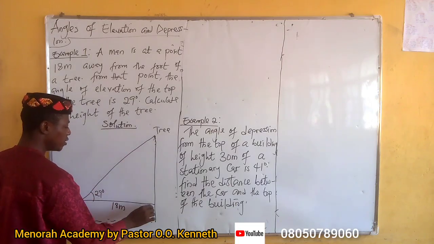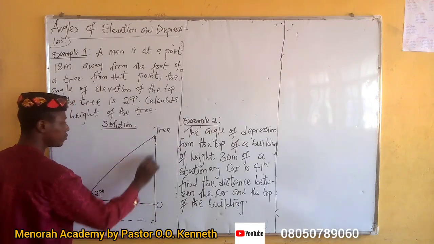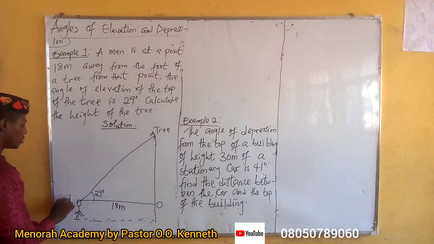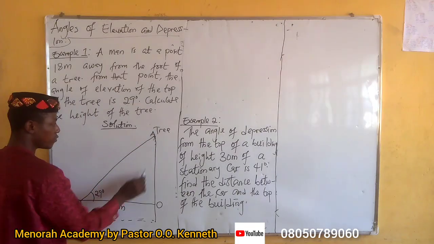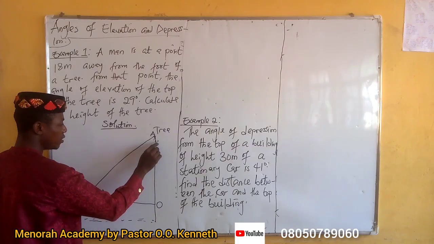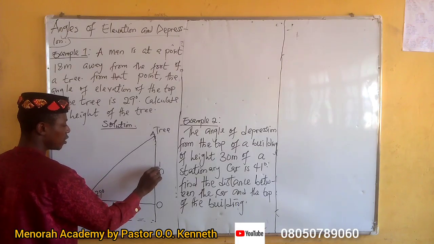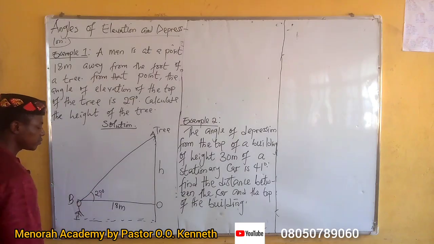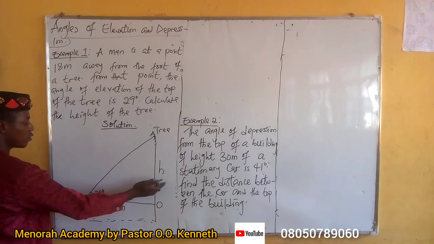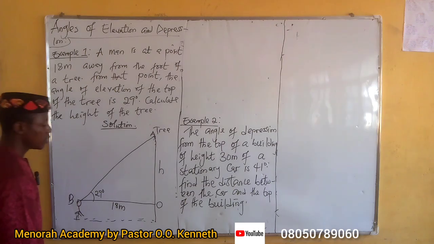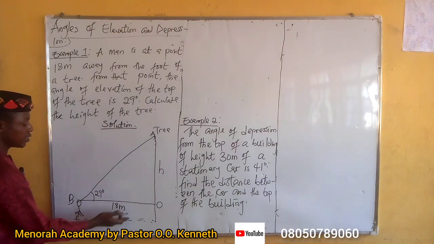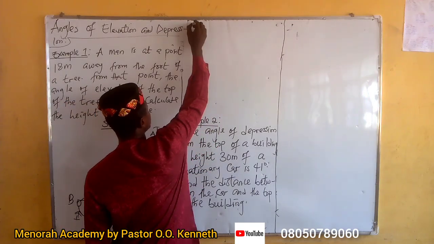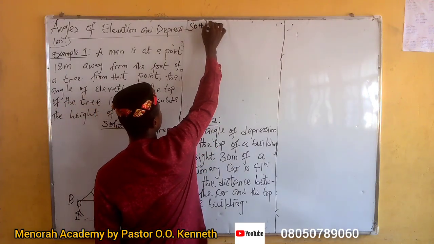So the height of the tree, let's say this is O, this is our tree, let's say A, and this is B. We want to find this height. Let's say the height here is H. We don't know the height. How do you find the height? This is opposite, and this is adjacent. You can use your trig ratios.